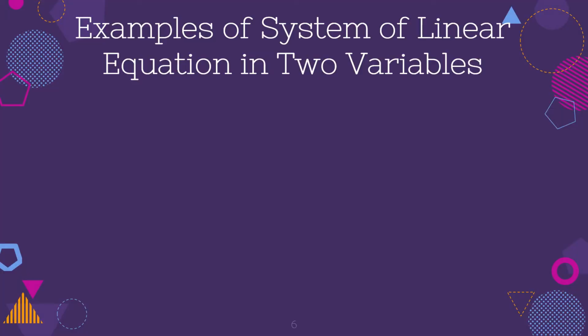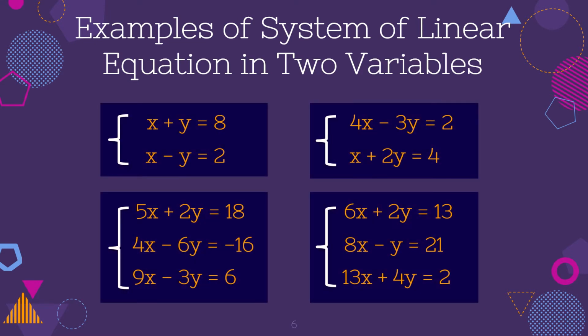Here are some examples of systems of linear equations in two variables. We have the system x plus y equals 8 and x minus y equals 2. We have the system 5x plus 2y equals 18, 4x minus 6y equals negative 16, and 9x minus 3y equals 6. We also have a system of 4x minus 3y equals 2 and x plus 2y equals 4. And lastly, a system of 6x plus 2y equals 13, 8x minus y equals 21, and 13x plus 4y equals 2.